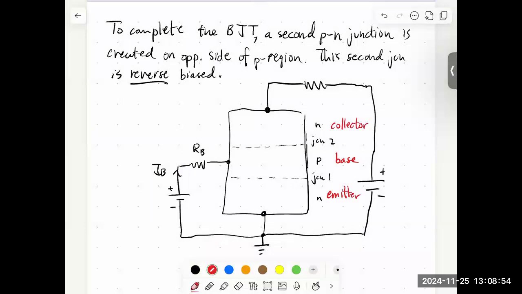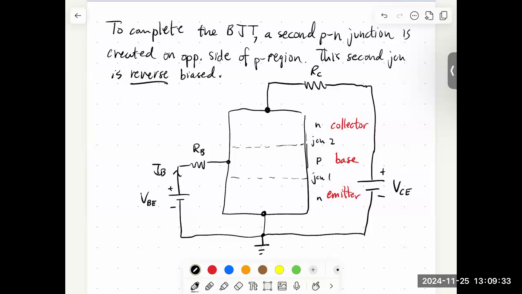So I'll label the batteries in a way that makes reference to the names of these regions. So this is the battery connected to the base and the emitter. So I'm going to call that V base emitter, VBE. And then we have this second battery connected to the emitter and the collector. So I'll call that VCE, the voltage of the collector and the emitter. And then this resistor is connected to our collector, so I'll call that RC.